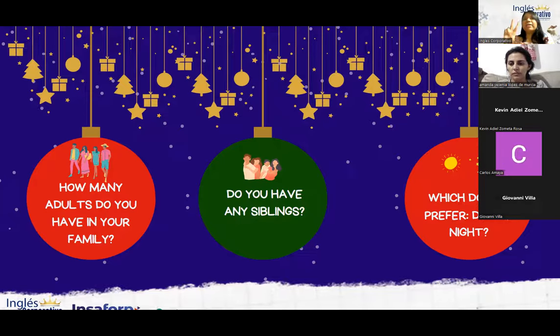So in this case, si usted tiene 3 hermanos, puede decir, I have 3 siblings. Pero si usted quiere decir que tiene 2 hermanas y 1 hermano, son 3, pero tiene 2 hermanas y 1 hermano, entonces sí especifica, right? I have 1 brother and 2 sisters, but I have 3 siblings. Yeah? So how many siblings do you have, Kevin?